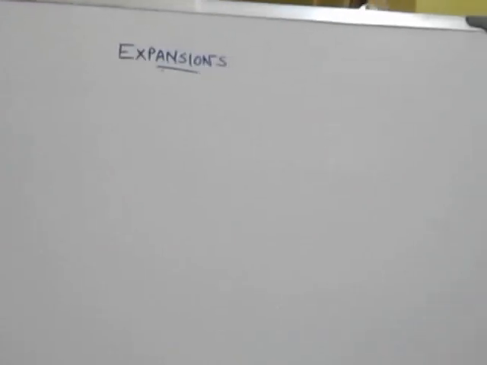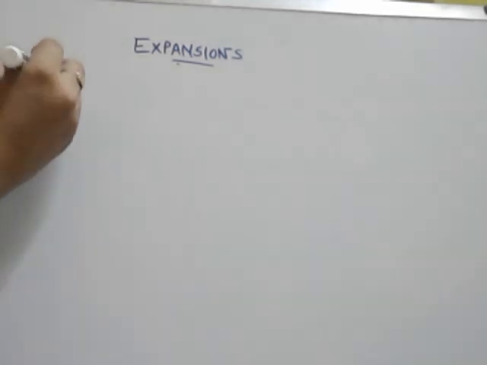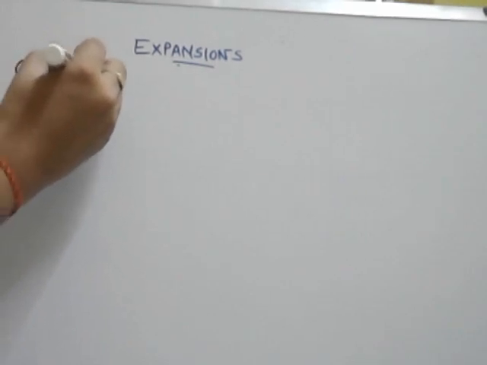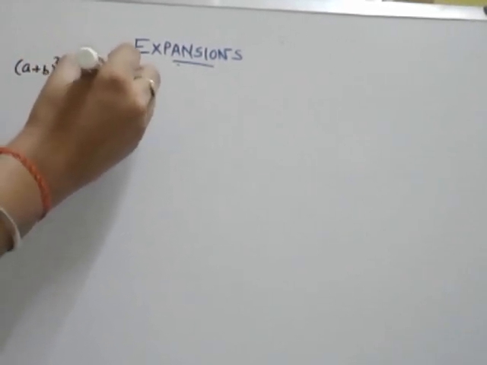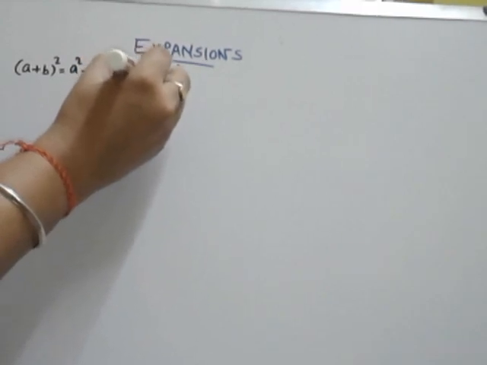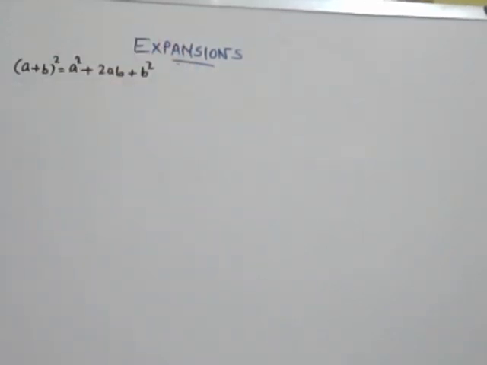Of class 9, today we will discuss the topic expansion. So before we start this topic, we write some formulas. The first formula is (a + b)² = a² + 2ab + b². We know this formula.